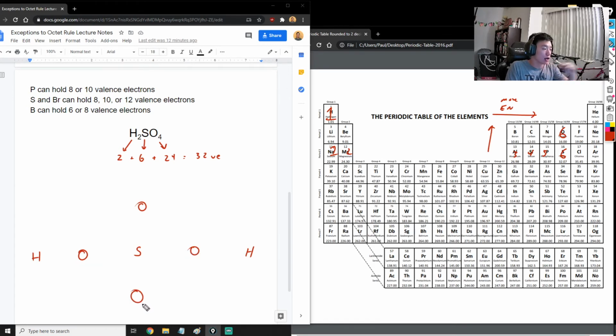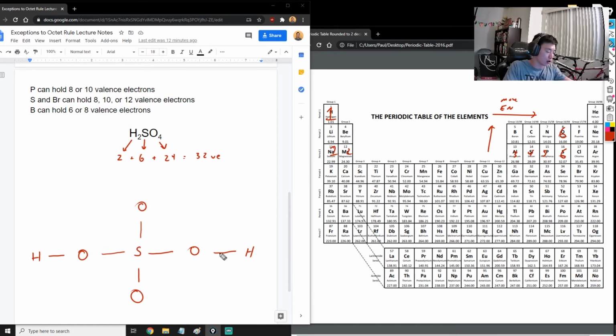Alright, so what we're going to do now is make sure all of the atoms are connected. So I'm going to connect the oxygens with the sulfur just so everything is connected. And we're also going to connect the hydrogens with the oxygens because hydrogens, again, have to be on the outside. They can only make one connection. So everything is connected here.